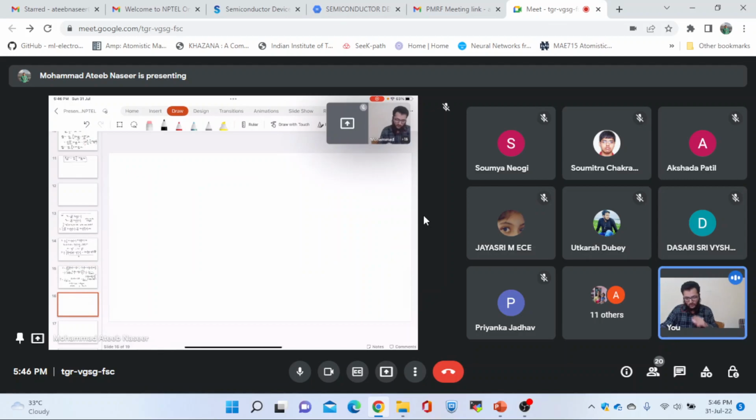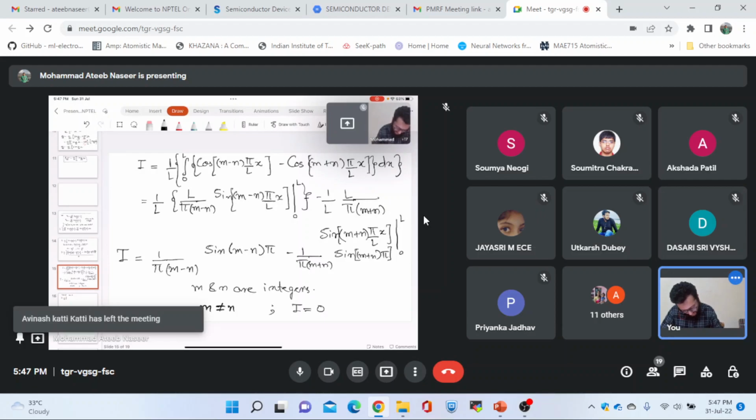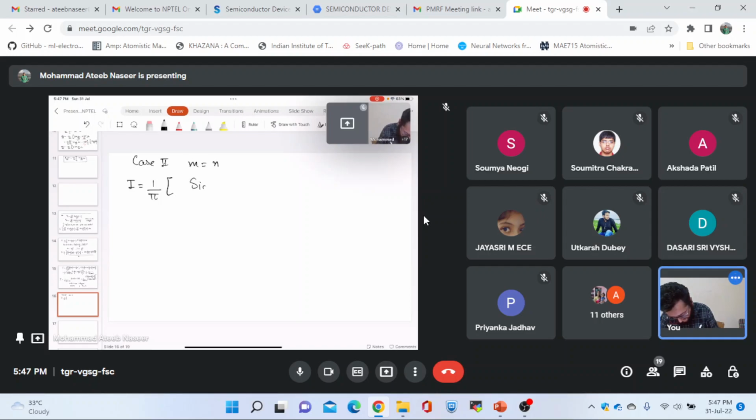Now we have to show it for m equal to n. This is case 2 of this problem, since we are going to show whether these solutions are orthonormal or not. This becomes a crucial factor now. We have to check for m equal to n as well. We are left with this integral, which is simply 1 by pi. Let me take it to be the common factor, and this will be sine of (m minus n) pi divided by (m minus n). Simple.